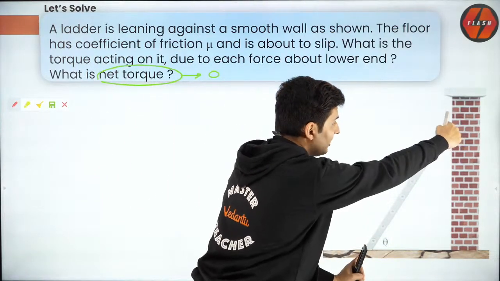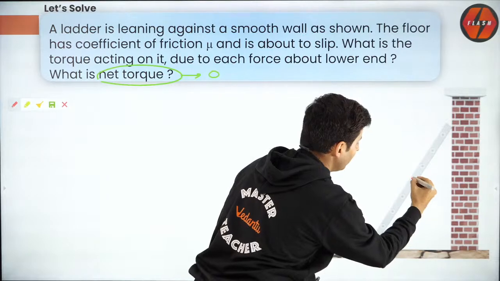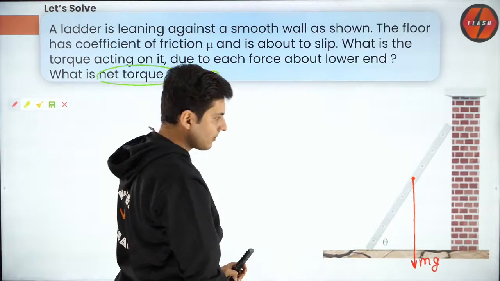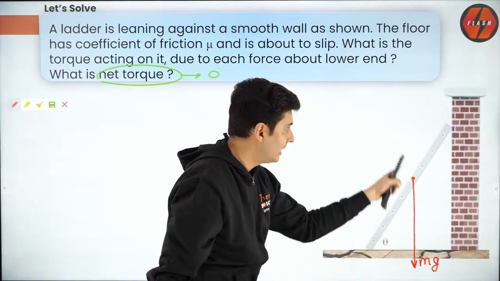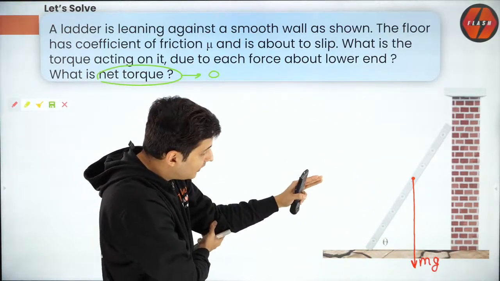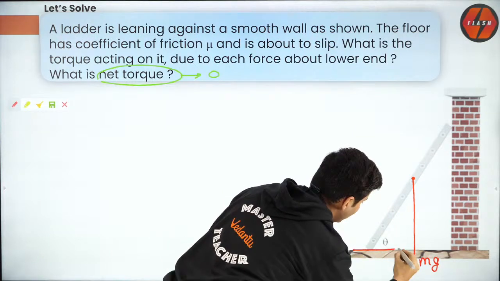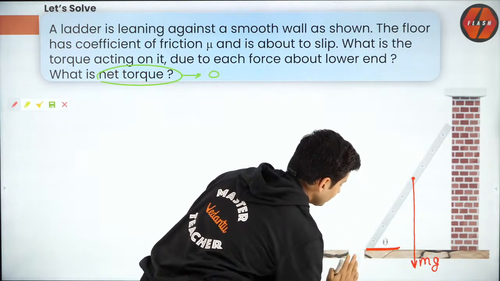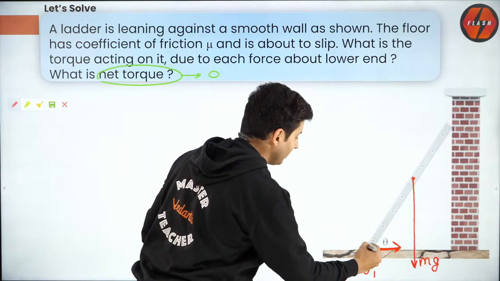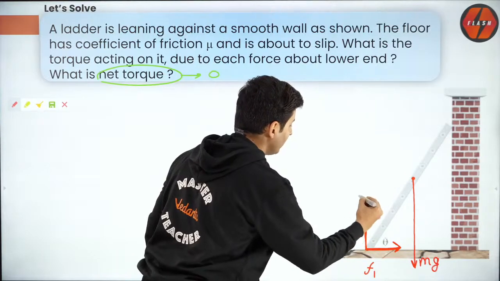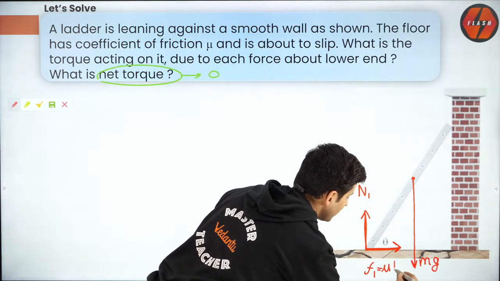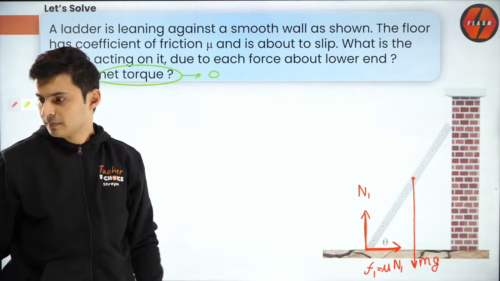Think about it. The rod's length is L, so the center of mass will be here. From that center of mass only mg will be acting. So mg will be here, like that. Next, the rod will try to slip here. So friction will prevent the slipping by applying a force like that. So friction F will be here. I'll call it F1. There will be a normal force over here, N1. This friction obviously has to be mu N1. I hope you can see all of that.